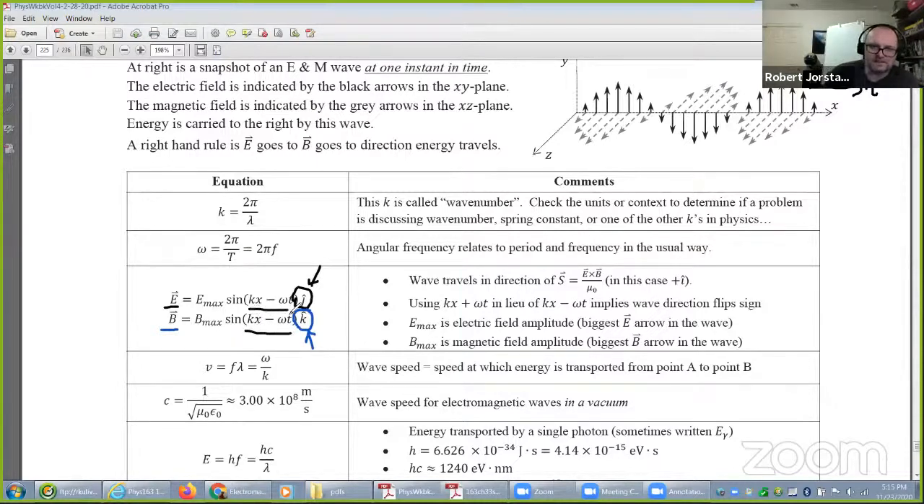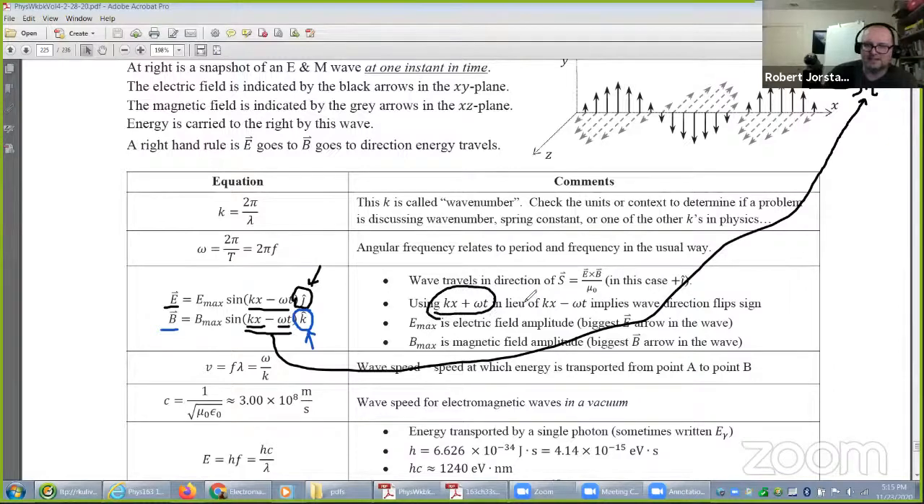Look at this kx minus omega t. That is the piece that tells you this. If you see a wave that's propagating in the i hat, you would expect kx minus omega t. If we used kx plus omega t, it would be in the negative i hat direction. So that's what I wanted to get here. Maybe write this down. This kx minus omega t means you're traveling in the positive i hat. kx plus omega t means you're traveling in the negative i hat. That's what I was trying to mean by this comment.